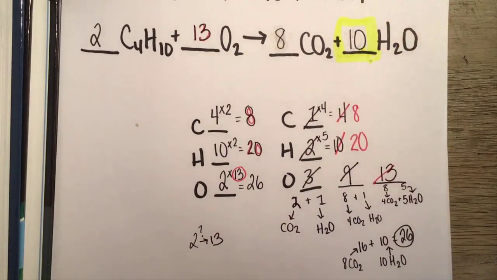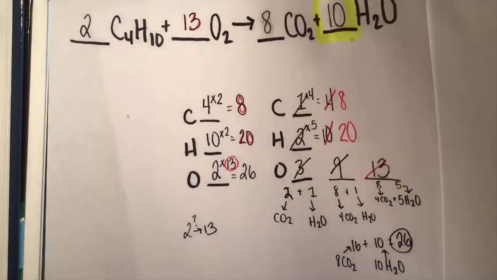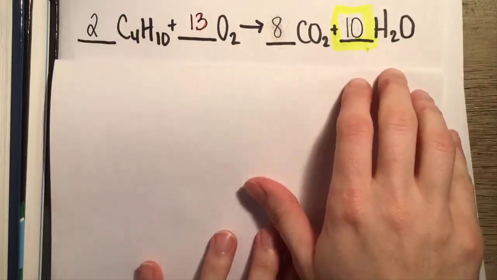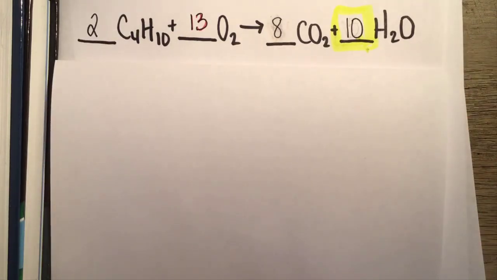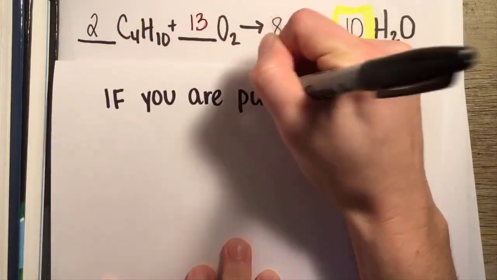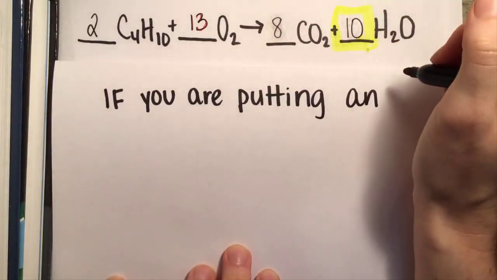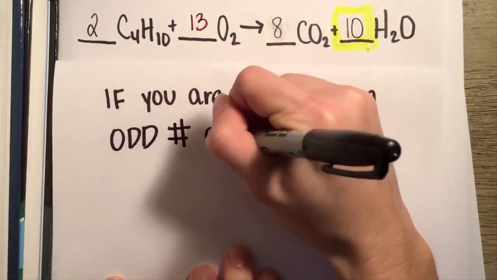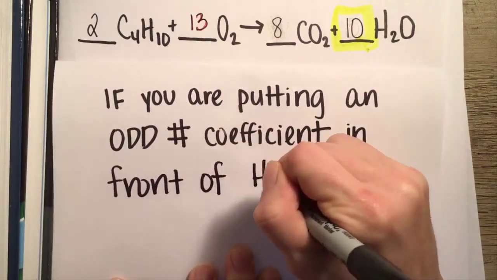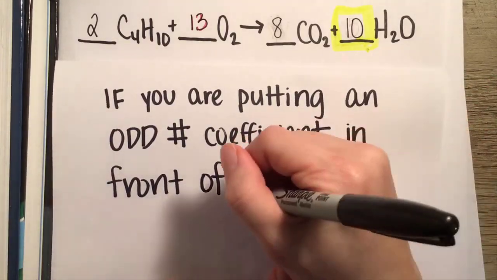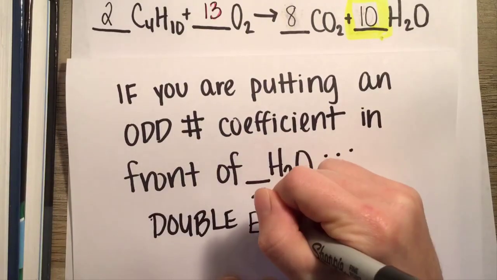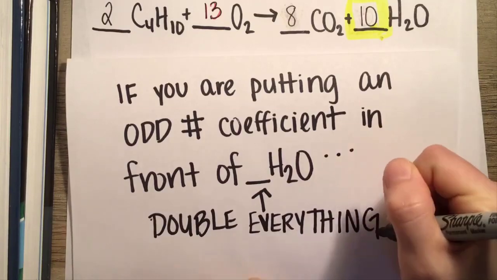Now, I'm going to rephrase this in like a rule that you can kind of write down and think about. So in a combustion reaction, if you are going to end up putting an odd number coefficient in front of H2O on the product side, that means you're going to end up with an odd number of oxygens. You need to double the coefficients, double everything in the reaction. Those are the most difficult combustion reaction problems. The ones where you have to end up doubling them, because you can get really stuck if you don't see that at first.